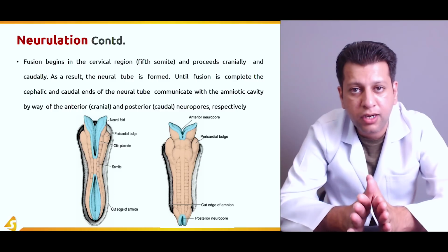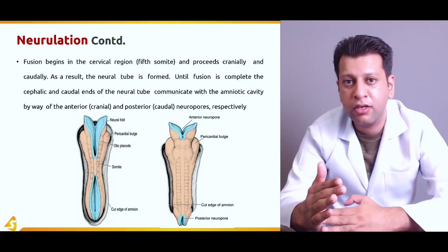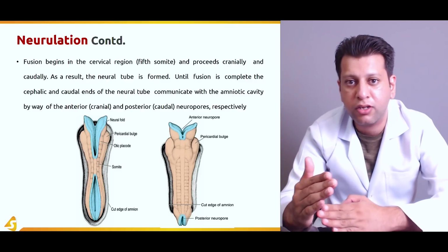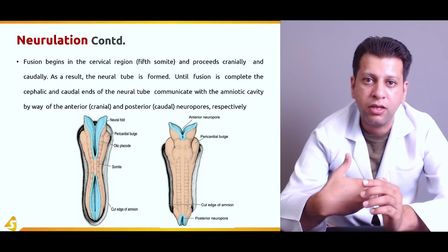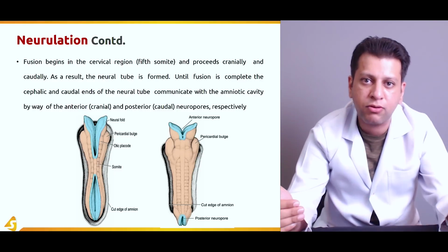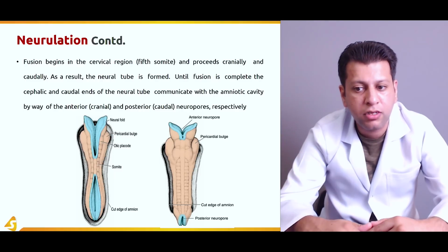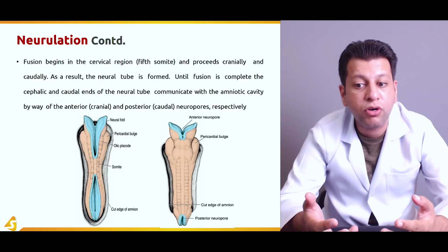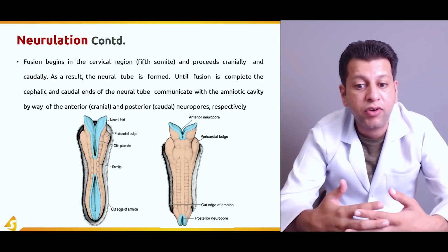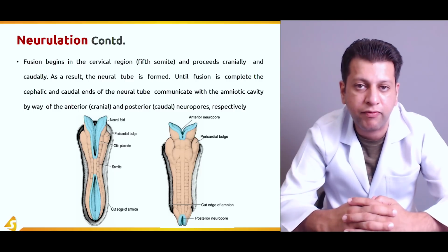Now this is the point where it starts to unite first, then it also progresses cranially, that is, going more towards the cranial region, as well as caudally. So actually it starts in the middle and progresses more cranially as well as caudally. As a result, the neural tube is formed. Until fusion is complete, the cephalic and caudal ends of the neural tube communicate with the amniotic cavity by way of anterior and posterior neuropores respectively.